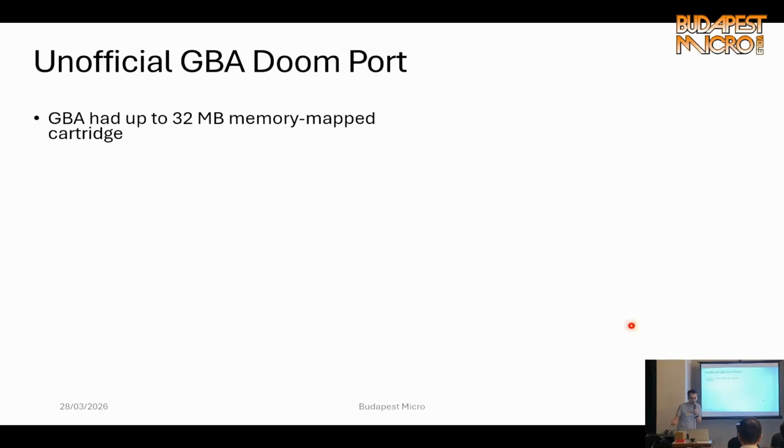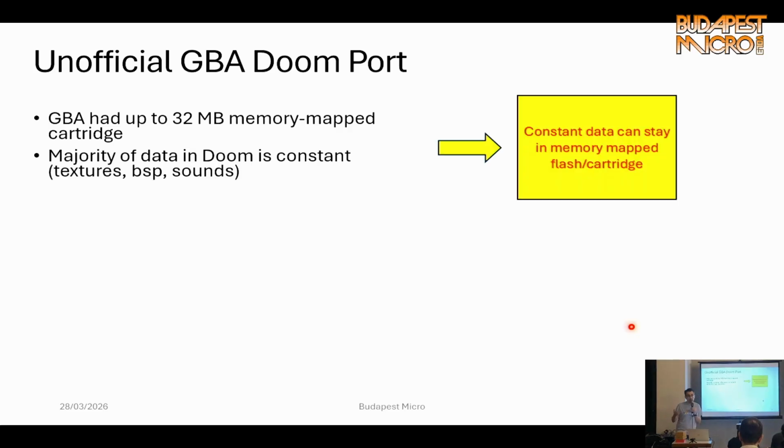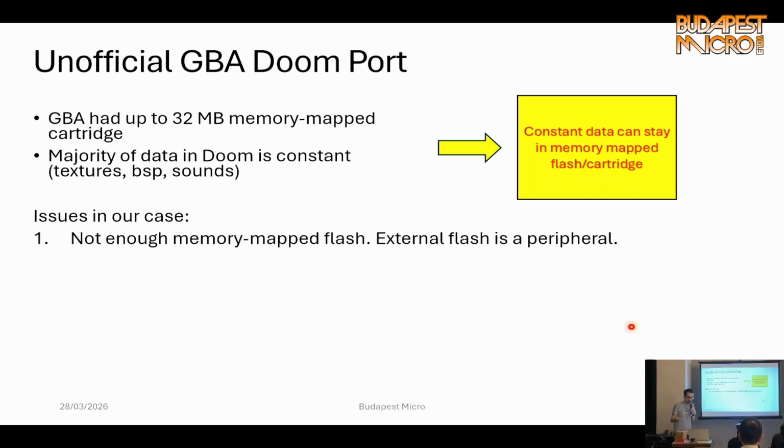how it's working, basically. The idea of this port is basically that the GBA had up to 32 megabytes of memory mapped cartridge, and basically the majority of data in Doom, basically graphics and sound, is constant, so it can stay in flash instead of being loaded to RAM. But in our case, we have some issues.